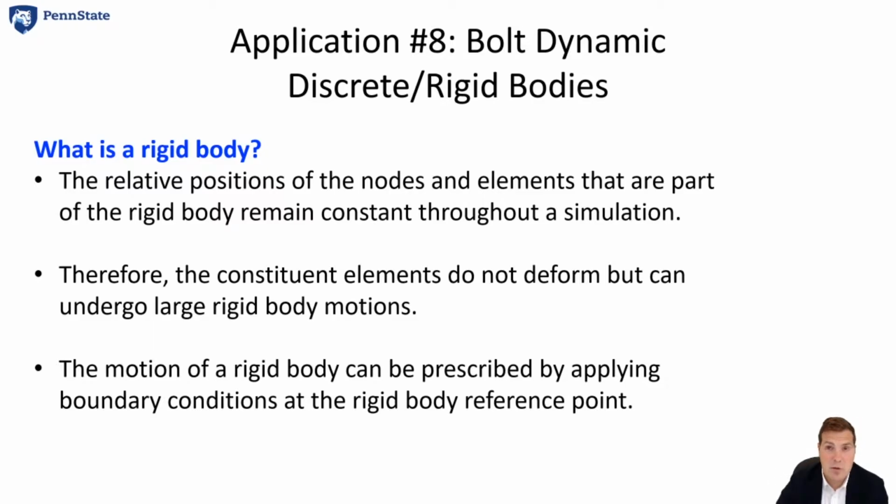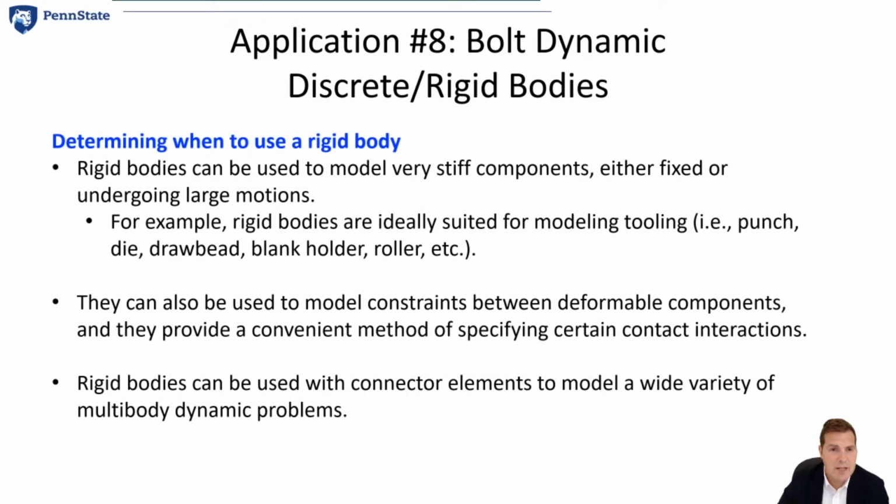I shouldn't say that. You can have displacements of a node, but there's no strain developed. And I guess a way to say it, there's no deformation of the part. And so you can have a translation, you can have a rotation, so there is displacement, but there's no displacement with respect to each of the nodes, if that makes sense. Elements are not able to deform, but they can undergo large rigid body motions. Rigid bodies can be used to model very stiff components, obviously, either fixed or undergoing large motions.